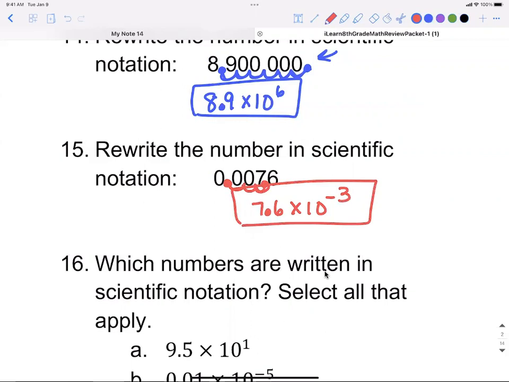Don't try to memorize left and right. It's just easiest to always remember big numbers, positive, teeny tiny numbers, negative exponents, no matter which way you're going.